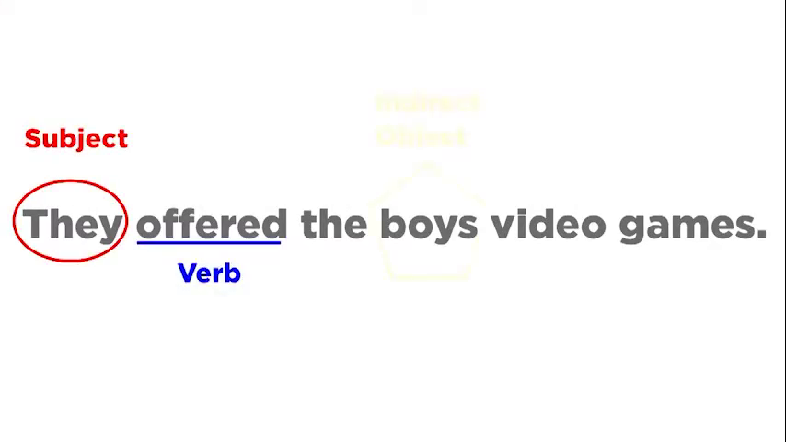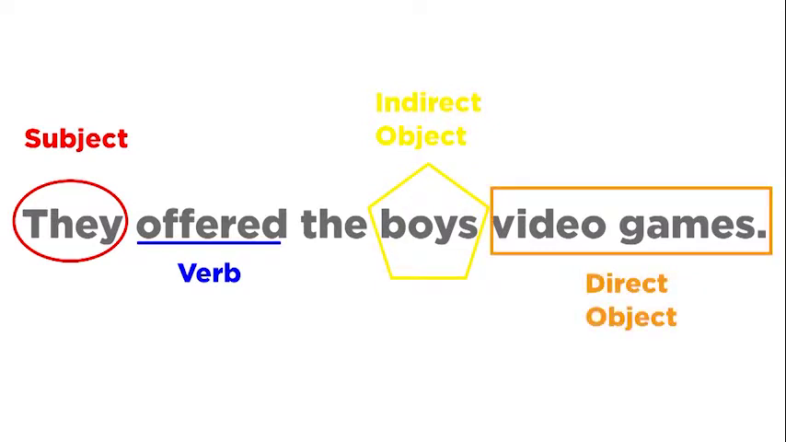Our second example was, they offered the boys video games. We already know the subject, the verb, the direct object, and we want to know which one is the indirect object. To whom were the videos offered? For the boys. So, boys is our indirect object.